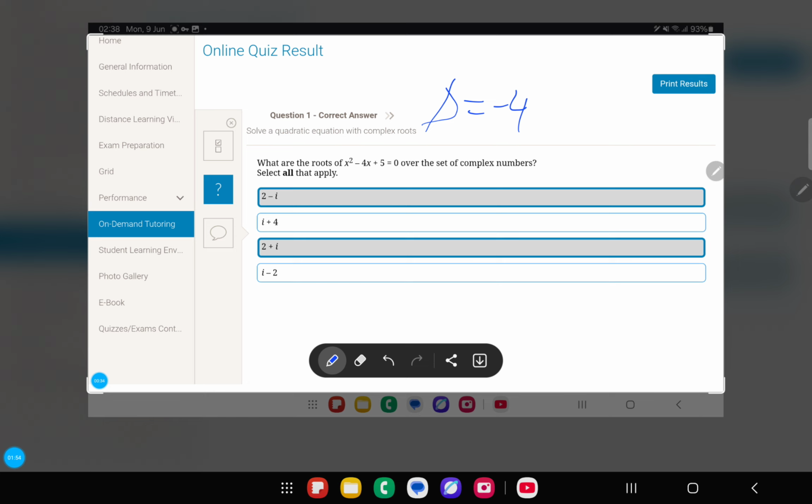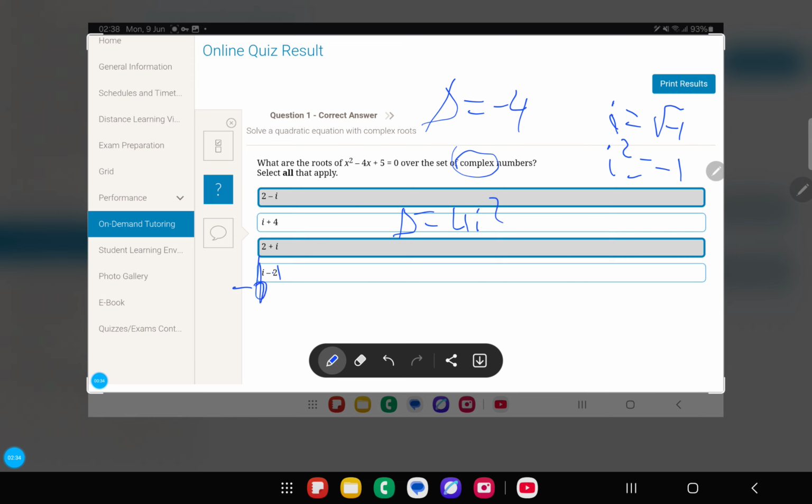Now we want to put it in another form. We want to add the i, to make it complex. Just let me remind you, i is equal to radical negative 1, and i squared is equal to negative 1. So since i squared is equal to negative 1, we can write delta equals 4i squared.